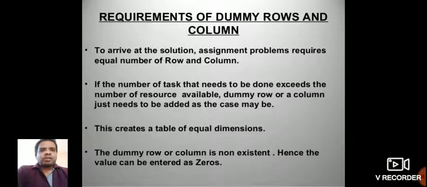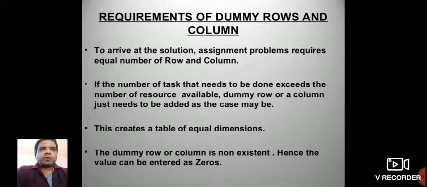If the number of rows is lesser than the number of columns, then we need to create a dummy row. If the number of columns is less than the number of rows, then we need to create a dummy column. You need to take care that the matrix or table should have an equal number of rows and columns. The dummy row or dummy column is not existent, hence the value can be entered as 0.